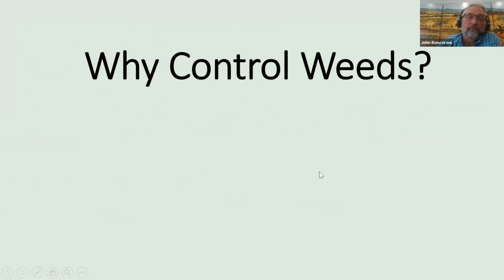So another question, and I've had this from several different places, is why control weeds? Now, the examples I'm going to give here are for an urban setting.